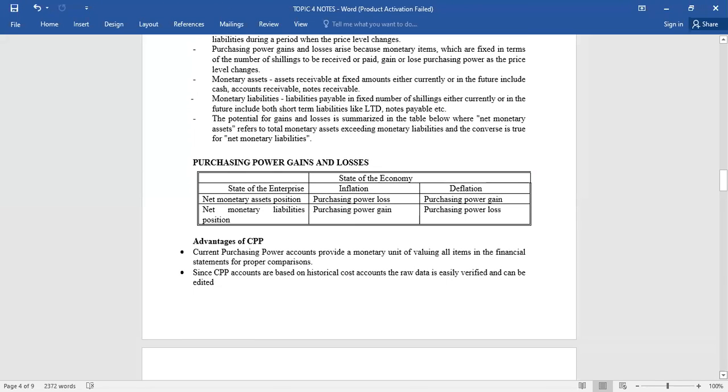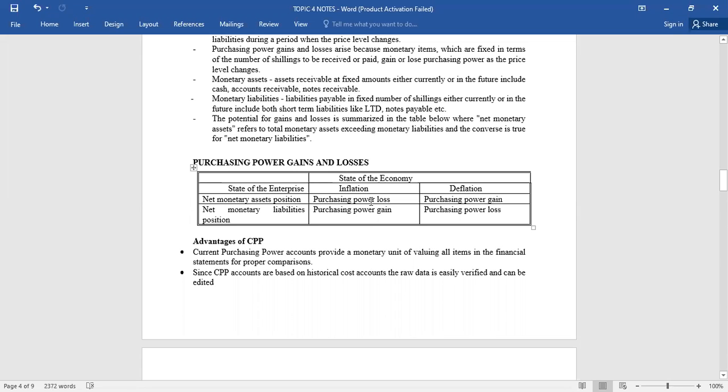Now I'm saying this is the purchasing power gains and losses summarized depending on the state of economy. And we have only two states, either inflation or deflation. If the shilling has lost power, we are going to have inflation. If it has gained, we are going to have deflation. That's why we are saying here, on the enterprise, on the farm, for the net monetary assets position during inflation, we get what we call a purchasing power loss.